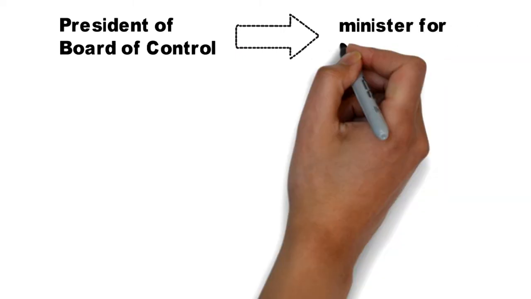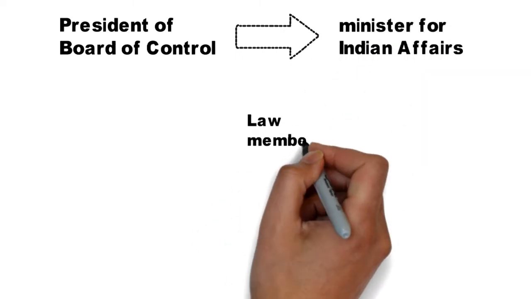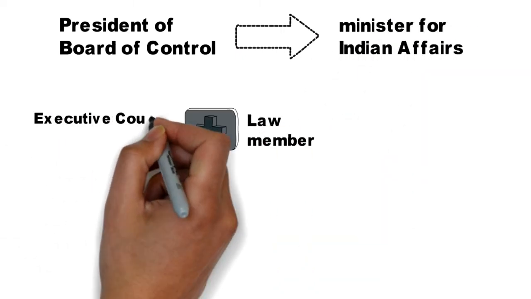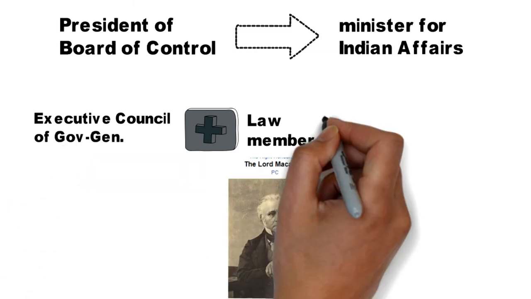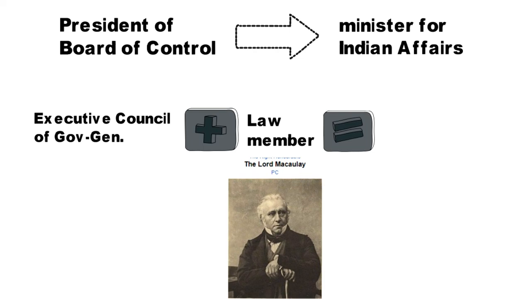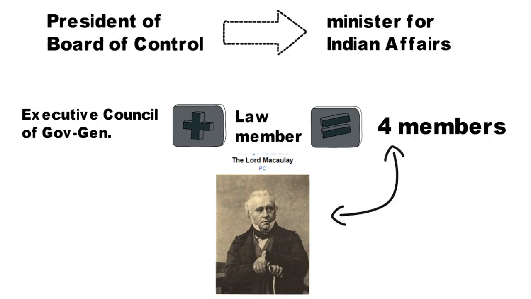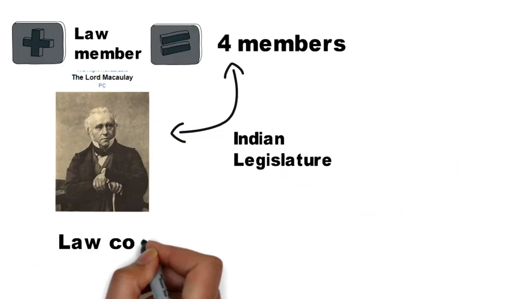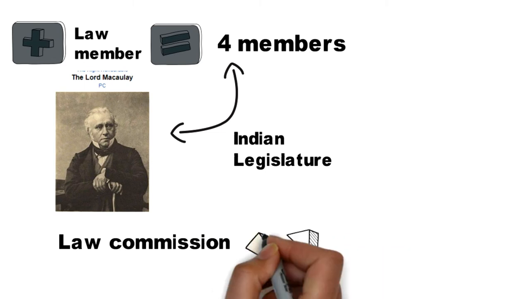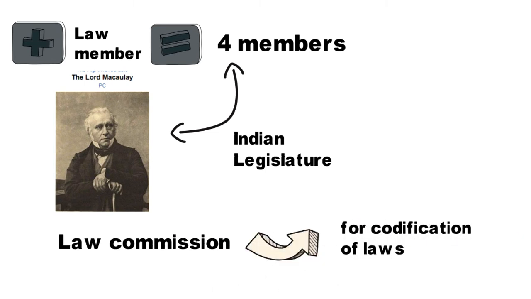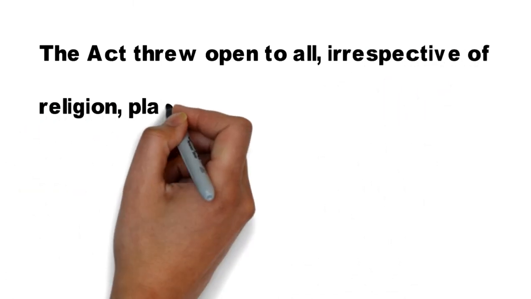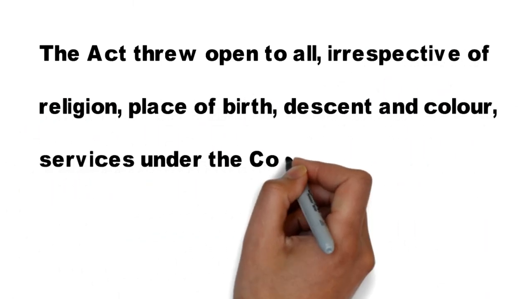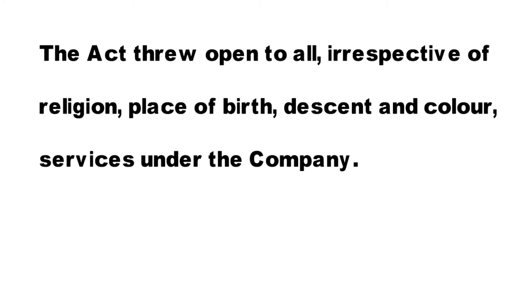The President of the Board of Control became the Minister of Indian Affairs. A law member was added to the Executive Council of the Governor-General. Macaulay was the first law member. This increased the council's strength to 4. With it began the Indian legislature. A law commission was constituted for codification of laws. The act threw open to all, irrespective of religion, place of birth, descent, and color, services under the company.